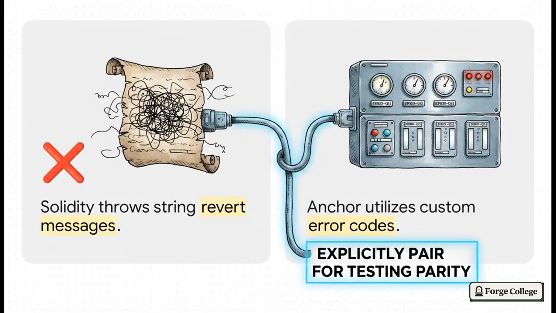In Solidity, you might be used to throwing custom string revert messages like "not owner," but over in Anchor, we utilize custom error codes as part of a diagnostic enum. So the crucial takeaway is that your catalog must explicitly pair those Solidity revert messages with their equivalent Anchor custom error codes to maintain absolute testing parity. If your contract fails, it needs to fail in exactly the same conceptual way across both chains.